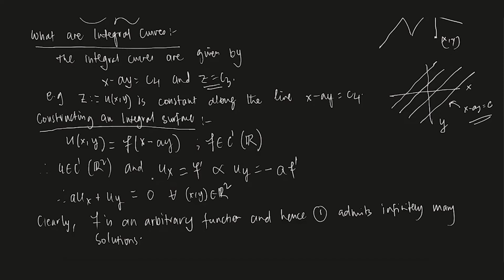linear first order equation. A few remarks here. What we have seen is this: a u_x plus u_y equals 0. This is a first order linear equation, right? And what we have seen is any solution u of x,y will look like a function of x minus ay.